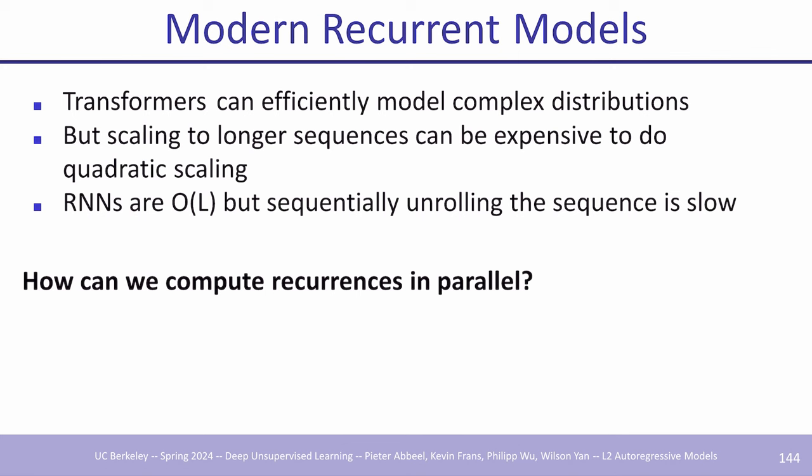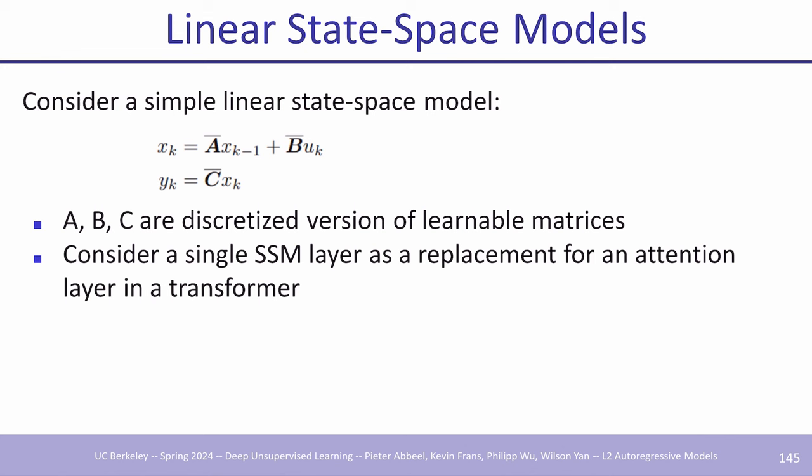So now the question is, can we still have a recurrent model, but compute things in parallel for more efficient training? One incarnation of this is called linear state space models. A linear state space model is fairly simple. You can treat X as the hidden state of your RNN, and U as the input, like the input to an attention layer, and Y is your output.